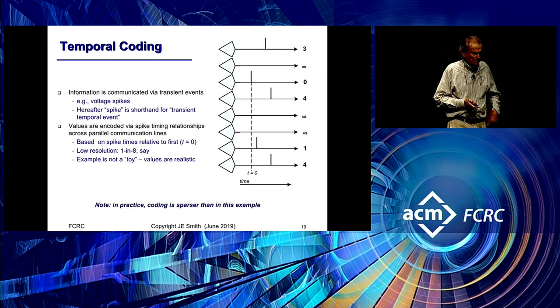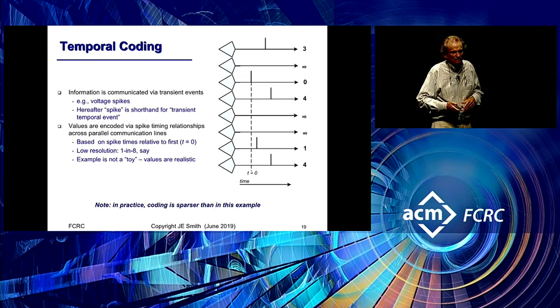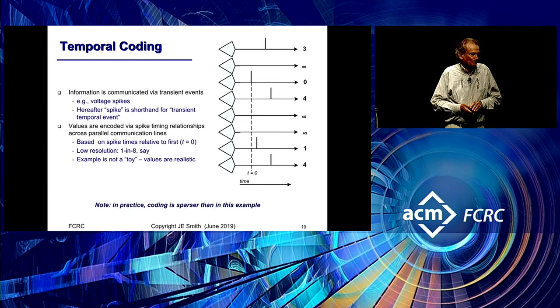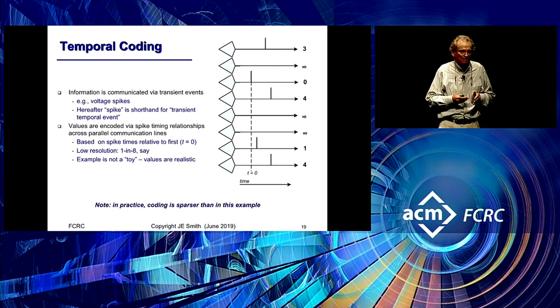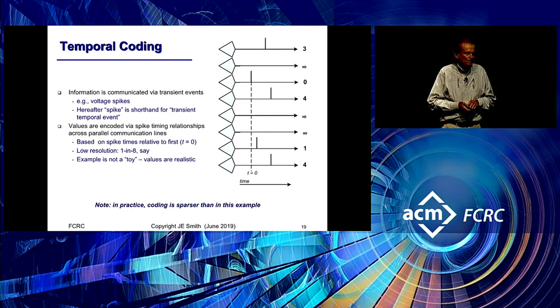So values are encoded by spike timing relationships, beginning, and here I'm showing in this diagram a volley of spikes. Time is again going from left to right. Here's a case where I'm showing time as space because that's the way we think. So at t equals zero, when we have this sort of volley or wave of spikes, the first one at t equals zero, we're just going to give that the value zero, and then all the others are relative to that. So you see the second from the bottom, that's like one unit time. That's a one. And the fourth from the top happens to be a four, value four.